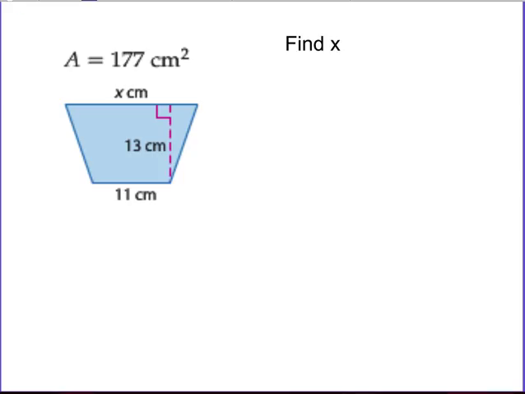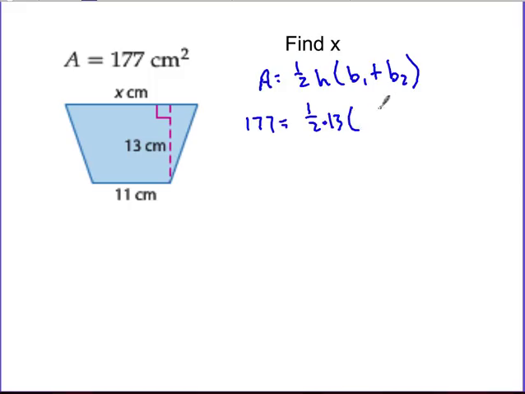All right, the final sample problem. We want to find this distance here. This is a trapezoid. So remember the formula for the area of a trapezoid. Area equals 1/2 the height times base 1 plus base 2. And so we'll just fill in the measurements that we know. 177 equals 1/2 of 13 times base 1 is 11 plus x, which we don't know.